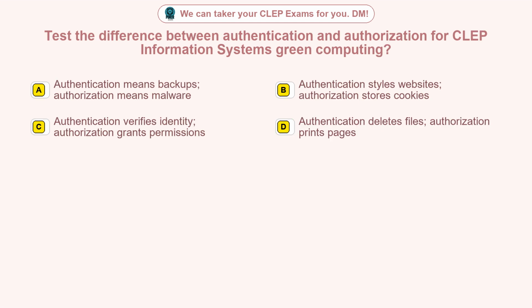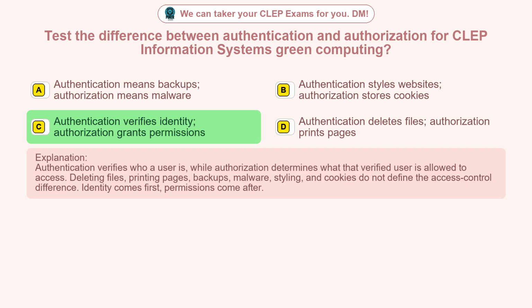Question 46. Test the difference between authentication and authorization for CLEP Information Systems Green Computing. Option A. Authentication means backups, authorization means malware. Option B. Authentication styles websites, authorization stores cookies. Option C. Authentication verifies identity, authorization grants permissions. Option D. Authentication deletes files, authorization prints pages. The correct answer is option C. Authentication verifies identity, authorization grants permissions.